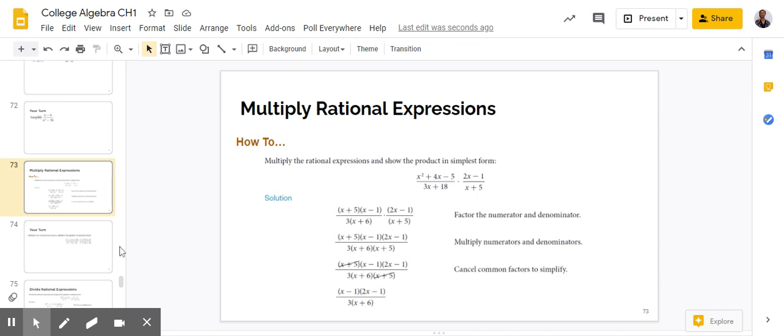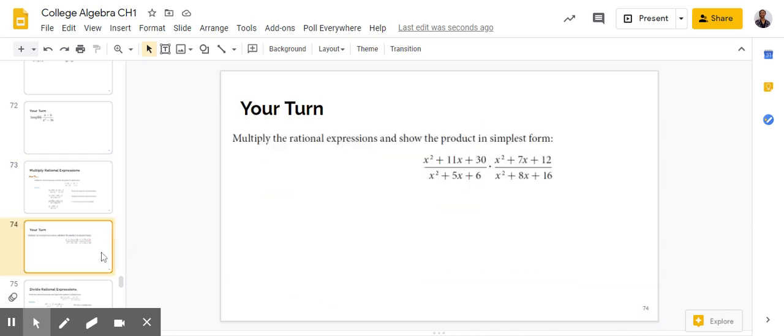So now I want you to give it a try with this problem right here. Remember, first you're going to factor. You're going to try to do factoring first, and then you can multiply together and cancel out like terms.